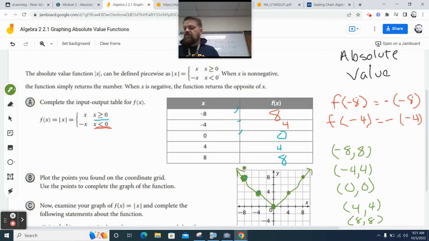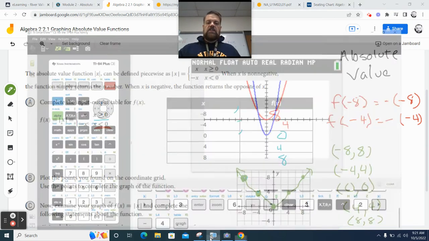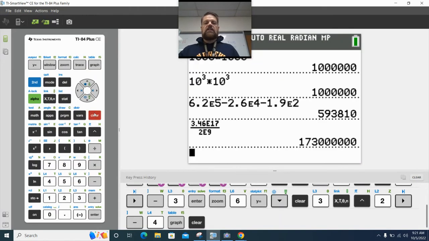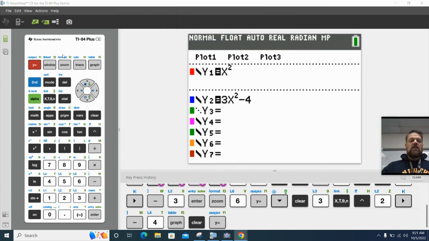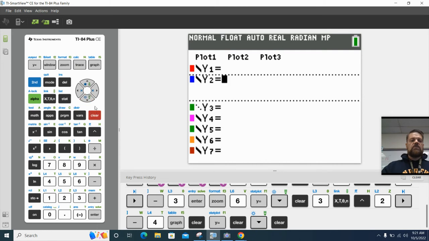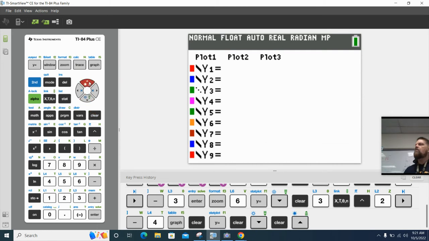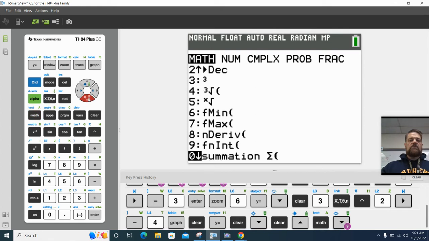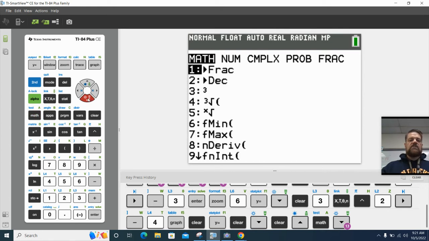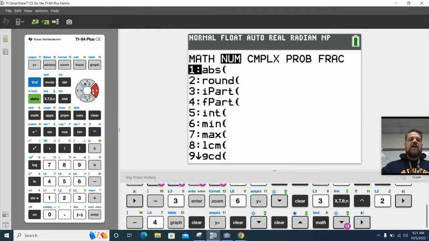Now, you could do this on a graphing calculator. If you have a graphing calculator, fire that bad boy up. Hit clear, go to y equals. Clear all of your y equals out. And then to get the absolute value function in your calculator, we're going to go to math. If you scroll over one to the right where it's numbers, you could take the absolute value.